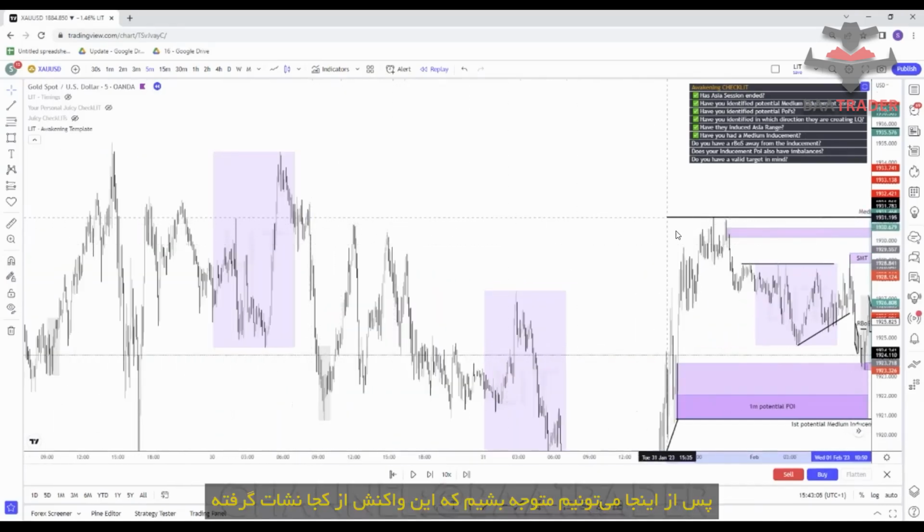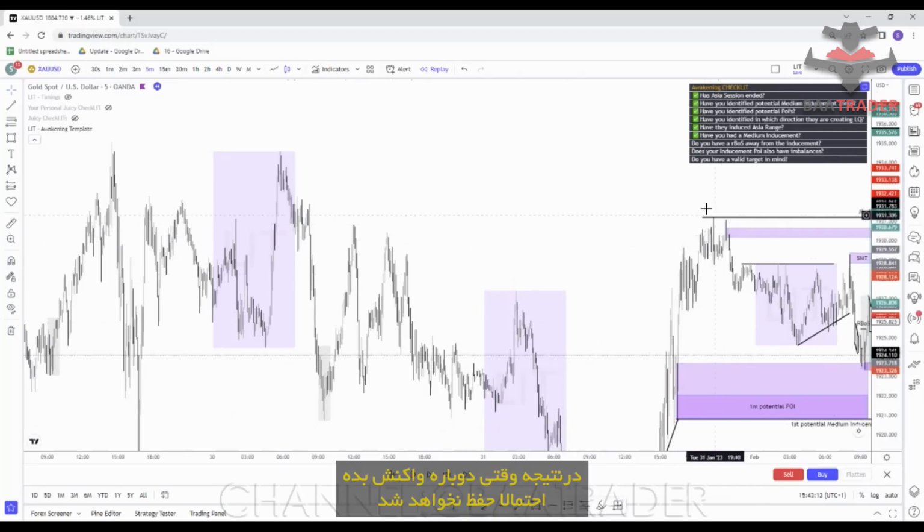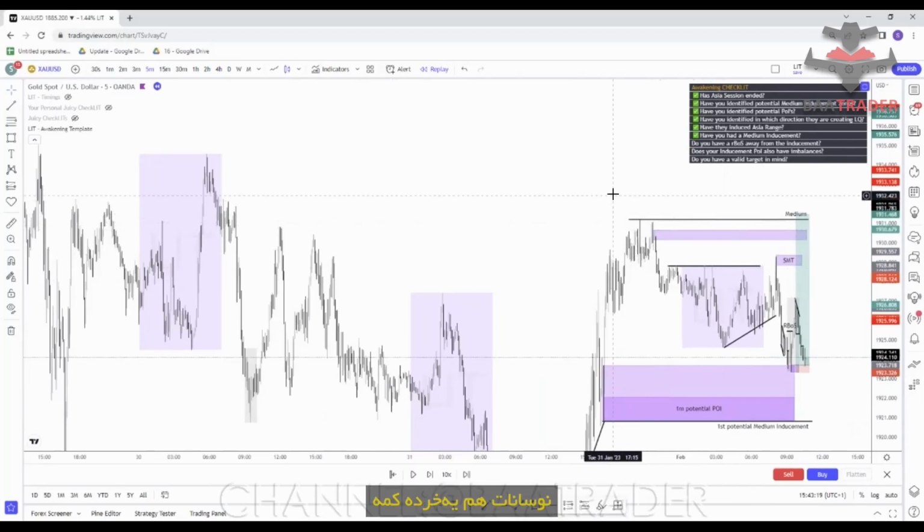So that's why we can understand where this reaction came from. Well, it came from a previous POI that already had a reaction. So the chances are when it reacts again, it's not going to hold. Keep in mind, this was, of course, the previous day, pretty late in the day. Volatility is a little bit low as well.